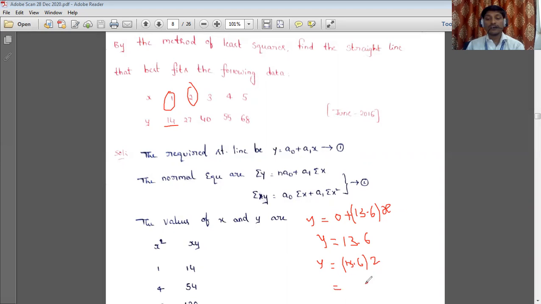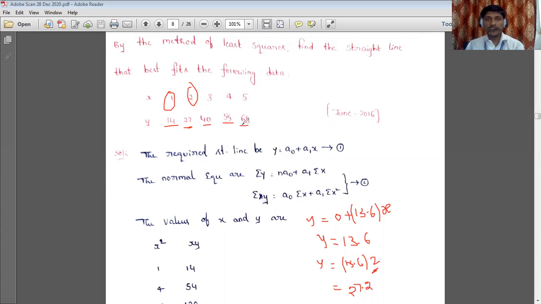So 13.6 into 2, how much are we getting? 2 6s are 12, and 2 3s are 6, that is nothing but 7 and 2, 27.2. So this is the value we got for y at x is equal to 2. So here it is 27, here it is 27.2. In the same way, you can substitute 3, 4, and 5. Mostly you'll get values approximating what they gave in y.